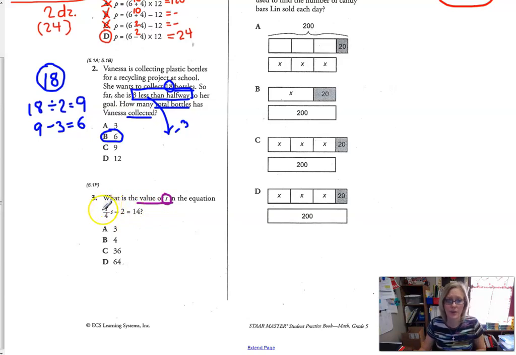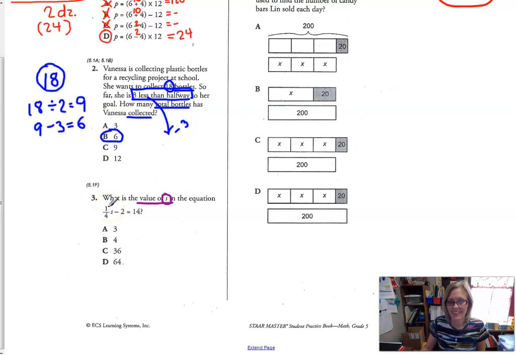Just remember, if I'm multiplying by a fraction, that makes whatever this number is smaller. Remember to think that through. Multiplying by a fraction makes a number smaller. It kind of cuts it up.